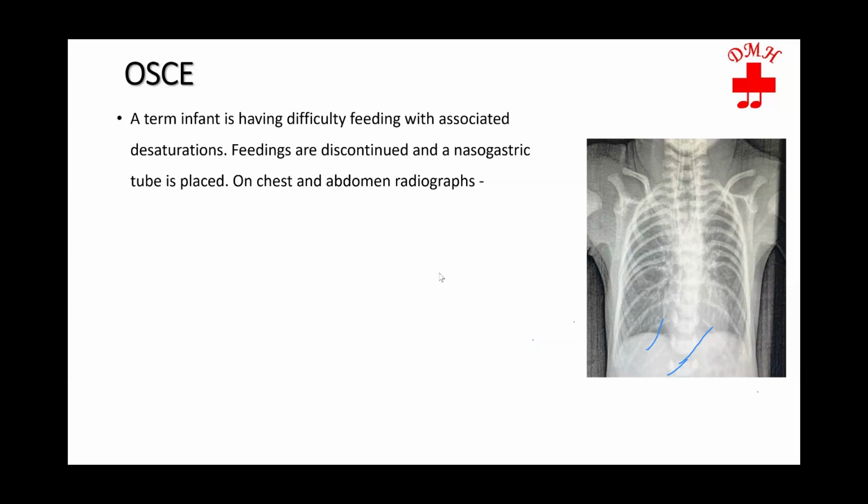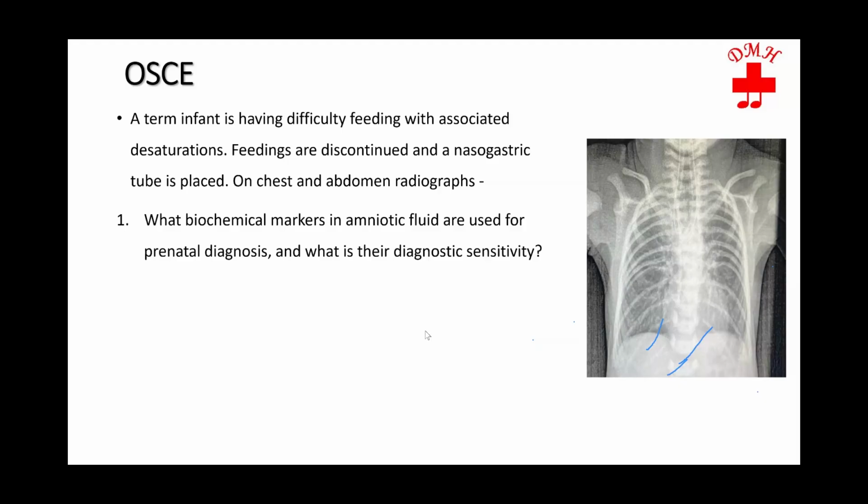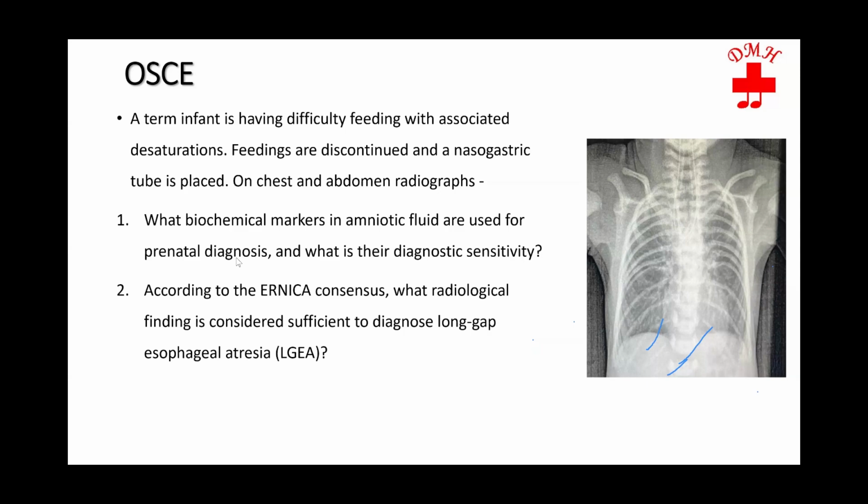Okay, so the next question is, what biochemical markers in amniotic fluid are used for prenatal diagnosis of this condition? Or maybe they are available. And what is their diagnostic sensitivity? Are there any biochemical markers in amniotic fluid for TEF, specifically for TEF? So the next question is, what radiological finding is considered sufficient to diagnose long gap esophageal atresia?